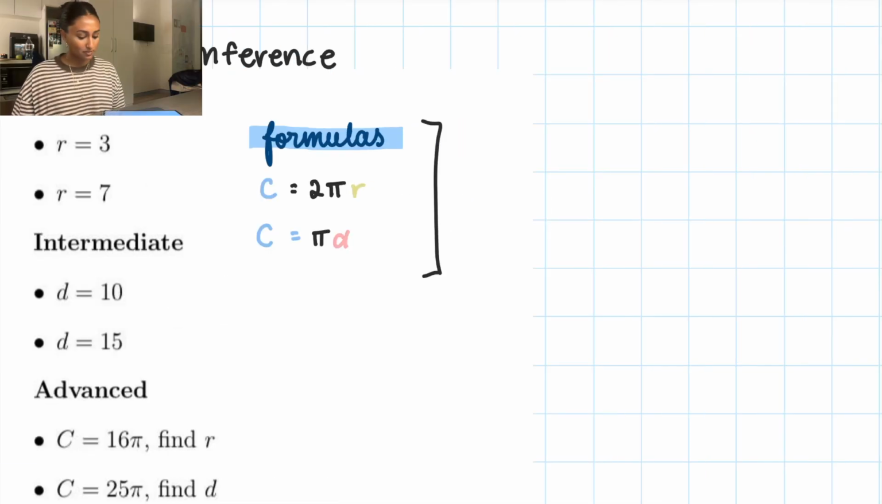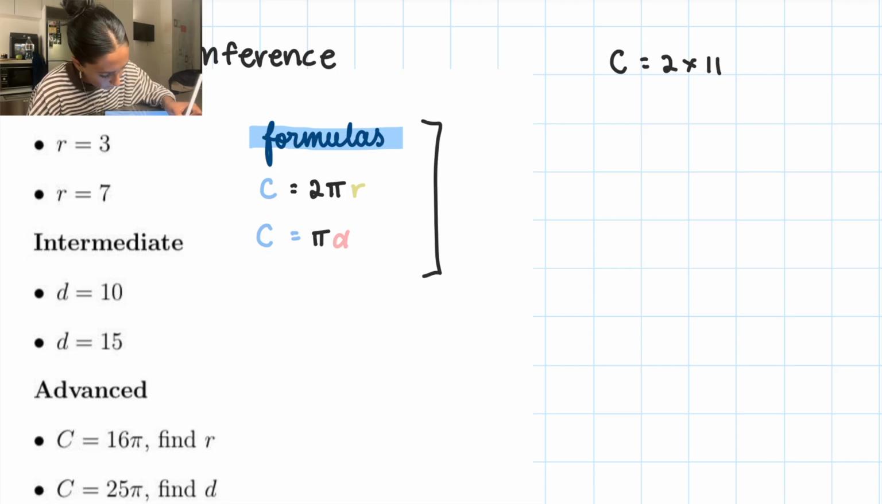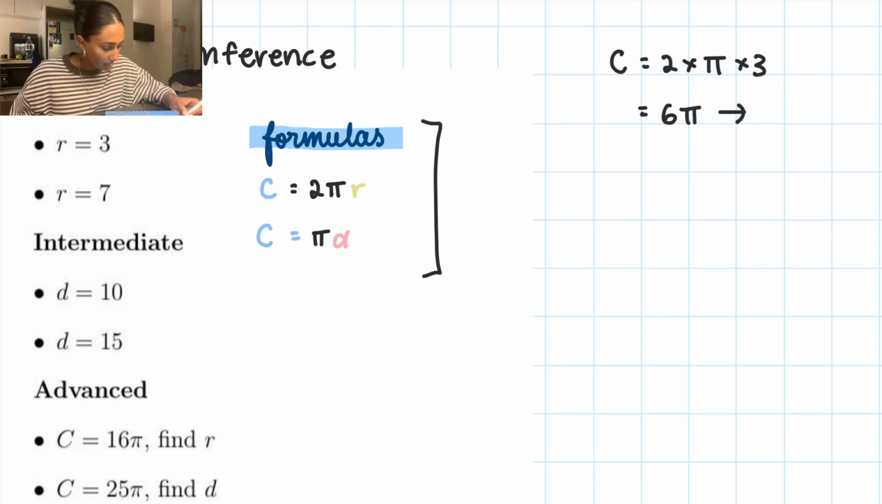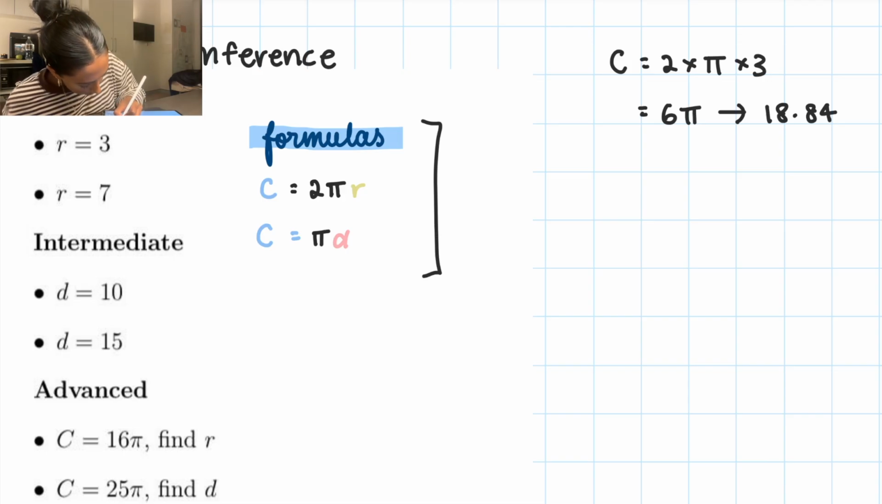Okay, I hope you tried those by yourselves, but we're going to start off with this question here. Find the circumference when the radius is equal to 3. So this one's pretty easy. You just got to plug in the radius into the formula. So C is equal to 2 times pi times 3, because that's what the radius is given there, and you're left with 6 pi. If you put that into your calculator, you end up with 18.84. So that's the answer to the first one.